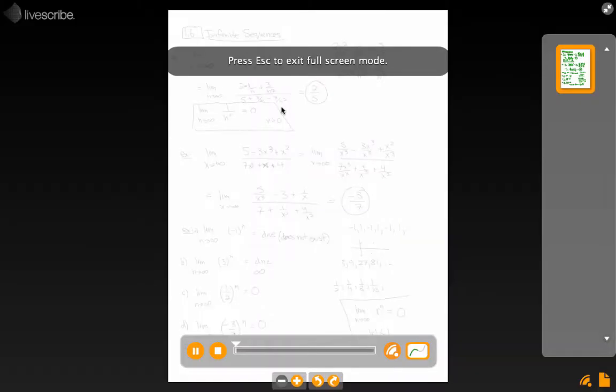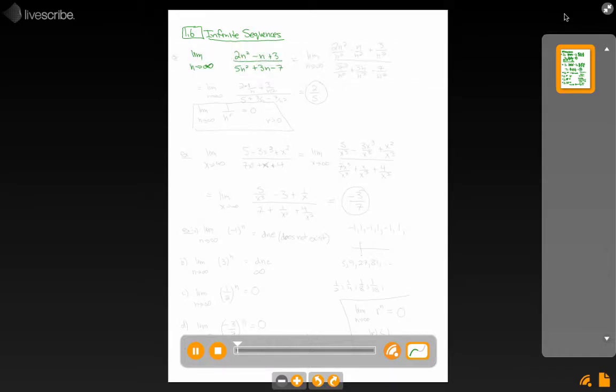This example comes out of section 1.6, infinite sequences. In this question I'm asked, what's the limit as n approaches infinity of this rational expression here, 2n squared minus n plus 3 divided by 5n squared plus 3n minus 7. It looks more complicated than it actually needs to be.